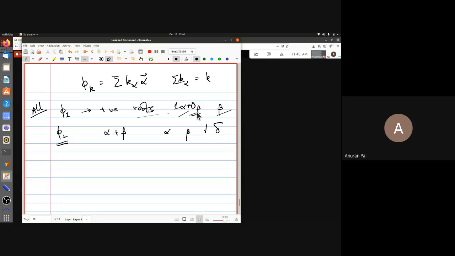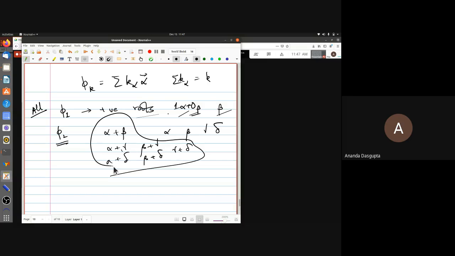Oh, okay. So phi k are essentially the positive roots that we are looking at. Yeah, but not all of these phi k's are going to be positive roots. Only some of them are going to be. So if you had, say, 4 simple roots, then phi 2 could be alpha plus beta, alpha plus gamma, alpha plus delta, beta plus gamma, beta plus delta, gamma plus delta. There are 6 possibilities, right? But all of these 6 are not necessarily going to be positive roots.